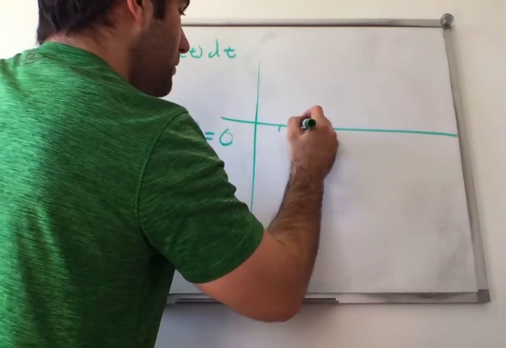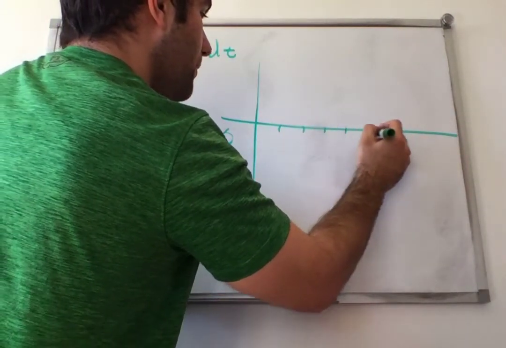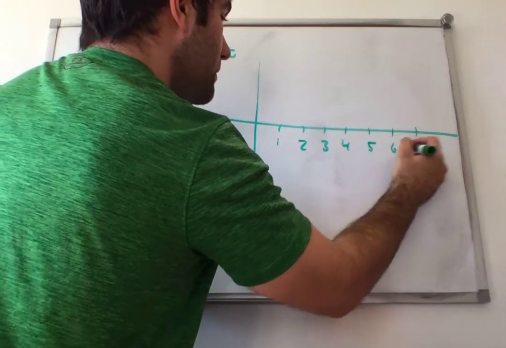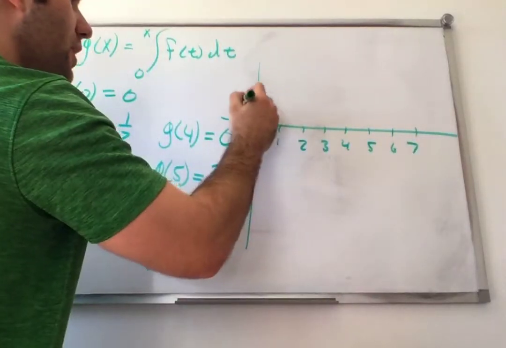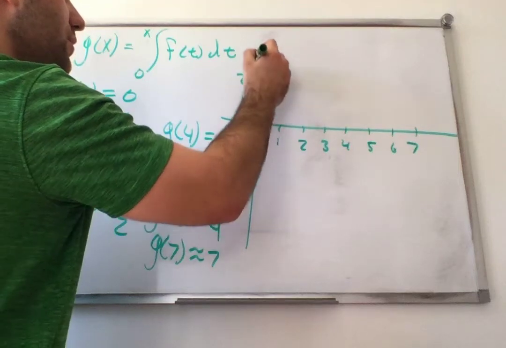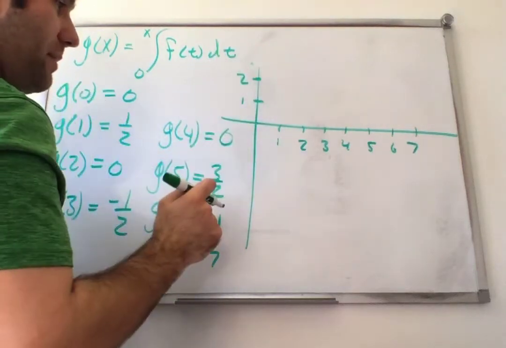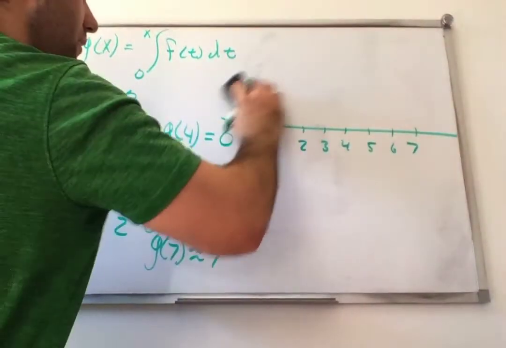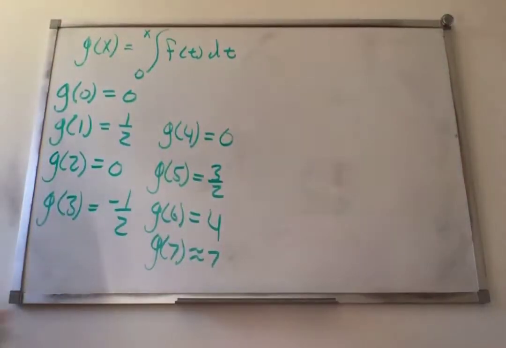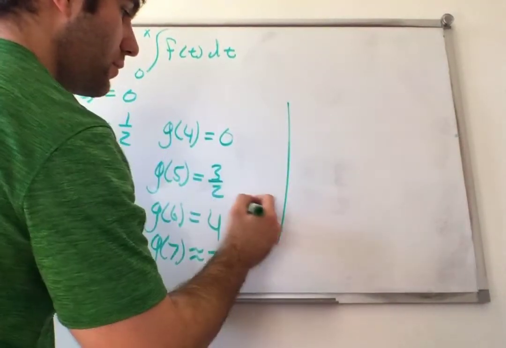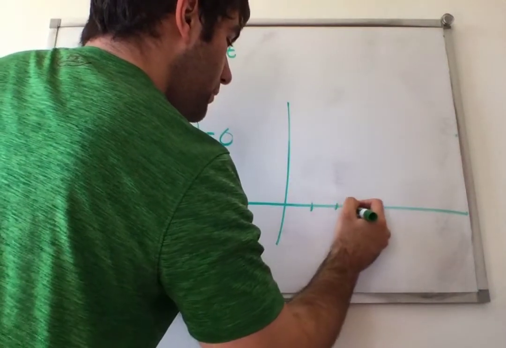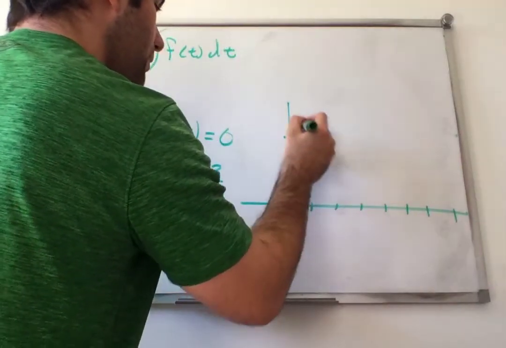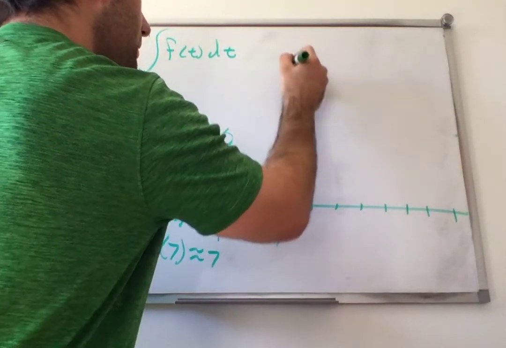1, 2, 3, 4, 5, 6, 7. See, go up 1, go up 2. I'm going to have to scoot this graph down. 1, 2, 3, 4, 5, 6, 7.